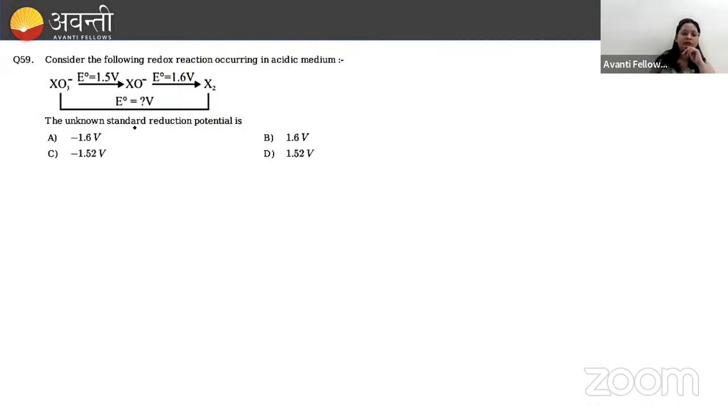Next, consider the following reaction occurring in acidic medium. So here we need to find out the standard reduction potential for unknown. This standard reduction potential we need to find out. So first of all, let's find out the oxidation state for X element. What is the oxidation state here? 0, because this is a homonuclear molecule. That's why here oxidation state will be 0.